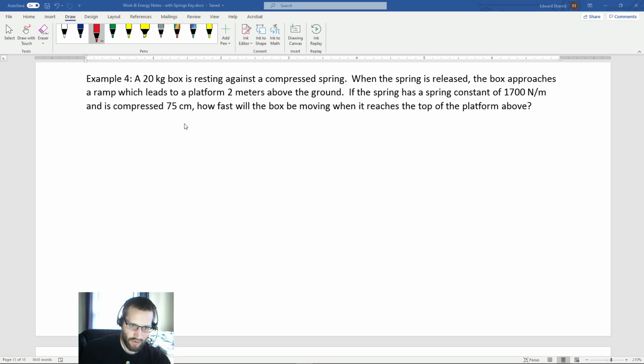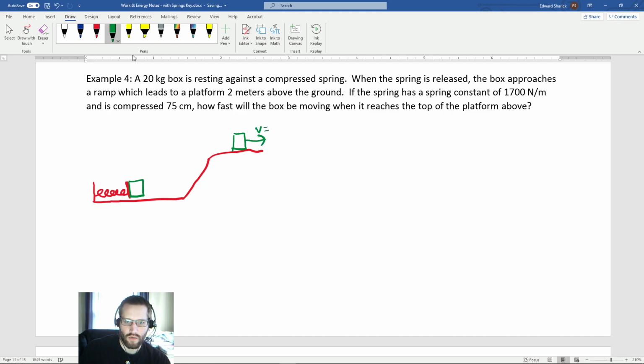So essentially, we have the reverse of what we had. Basically, we have a spring-loaded launching device here. It's compressed, and there's some box which we can think of as our projectile. And then there's a ramp, and it gets to the top. And what we want to know is, as it goes up this ramp, how fast is it going to be moving when it gets here?